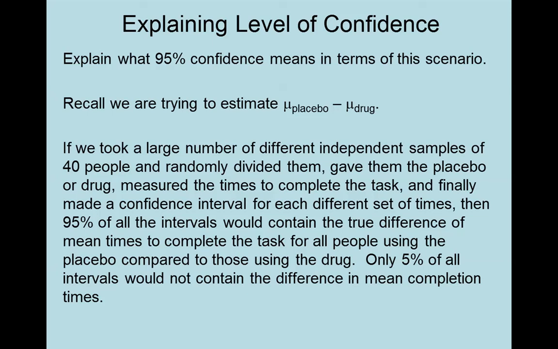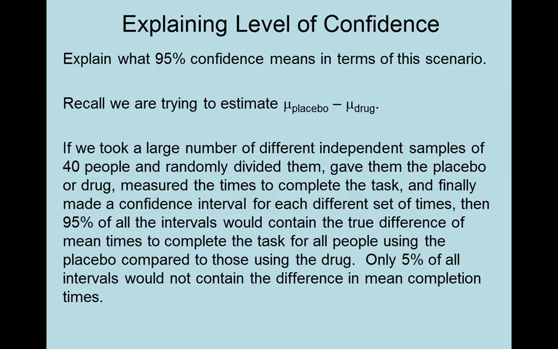We're going to take samples. We're going to calculate confidence intervals for each of the different samples, and we're going to get a bunch of confidence intervals. Sometimes those confidence intervals are going to contain that true mean difference, which maybe was 1.5 minutes. Sometimes they won't. So the confidence just says 95% of the time when you follow this process, the interval is going to capture that 1.5, or whatever mu placebo minus mu drug turns out to be. But sometimes it doesn't.